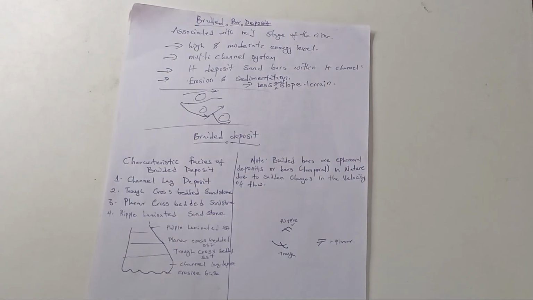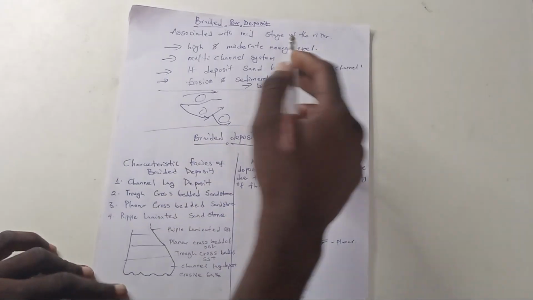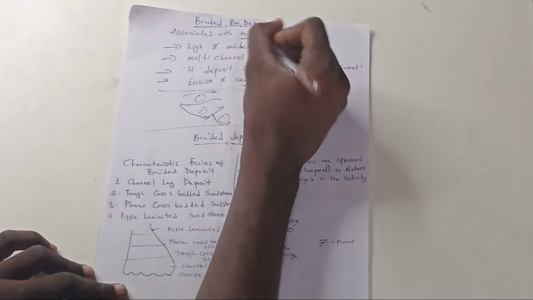We're going to continue our series on sedimentary depositional environments, and on today's episode we're going to talk about the braided bar deposit, or the braided deposit. We started with the early stage of the river, and this kind of deposit, the braided bar, is associated with the mid stage of the river.